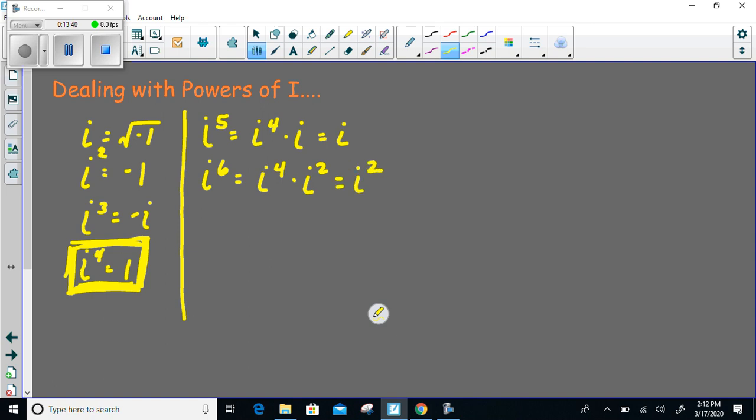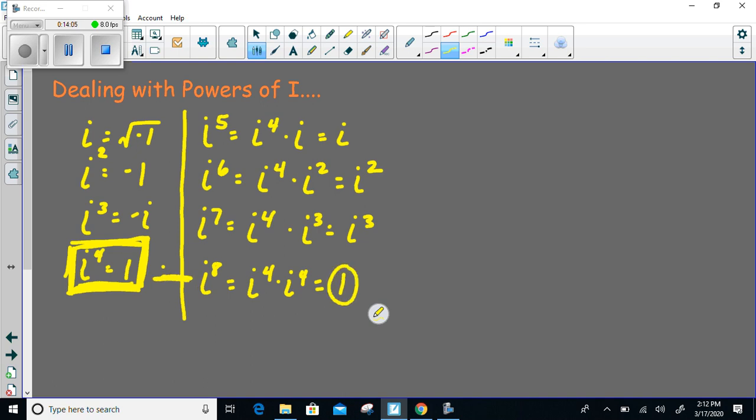And I hope you will begin to see a pattern now. i to the 7th is the same thing as i to the 4th times i cubed, which again is just i cubed. And then i to the 8th is literally i to the 4th times i to the 4th, which makes it the same thing as just the number 1. So you see the repetitive nature that you have going with these values.